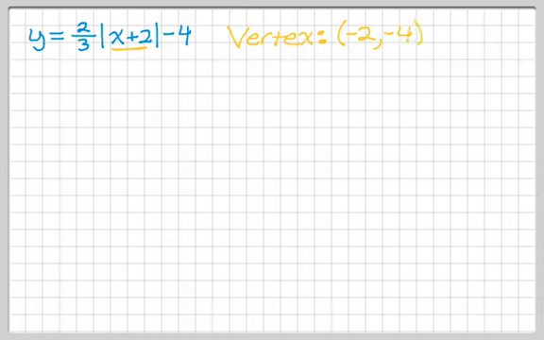If you're not sure about that, just take the x-coordinate, plug it in, and solve for y. You'll end up with negative 4. Then we want to look at the slope. The coefficient of the absolute value is 2/3. That gives me, to the right of the vertex, a slope of 2/3, and to the left of the vertex, a slope of negative 2/3. And I think we're ready to graph.